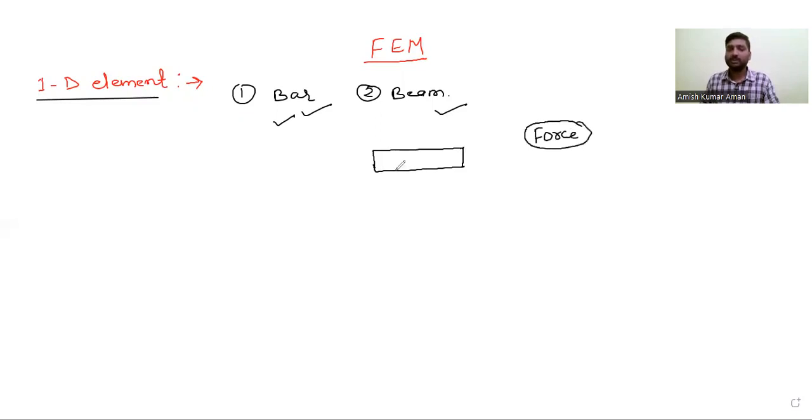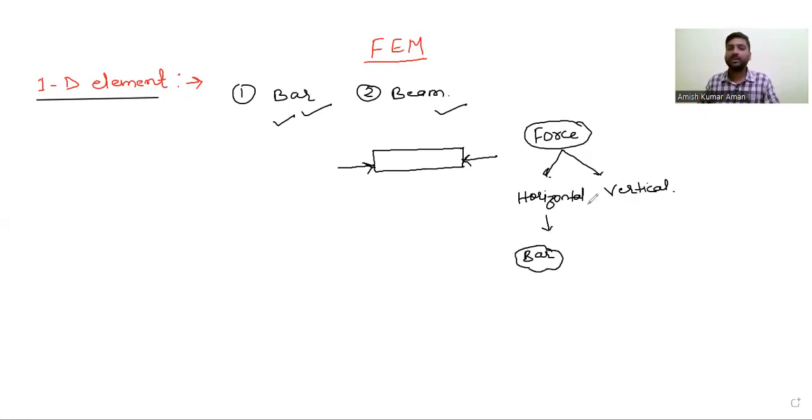Suppose we have a member. What type of force will act on this member? That will decide whether the given member is a bar element or a beam element. Basically, we can apply two types of forces on this member: the horizontal force, or the vertical force. If we are applying the horizontal load on this member, then this member will be called a bar element.